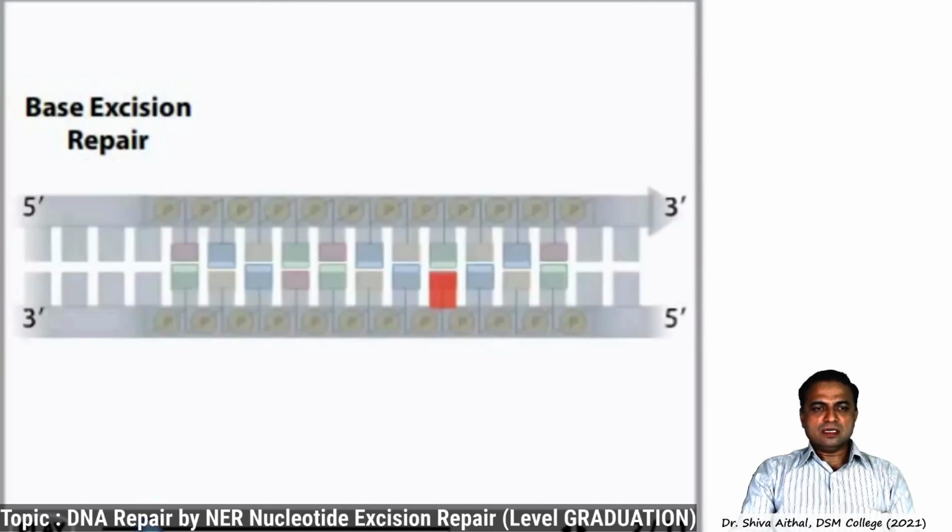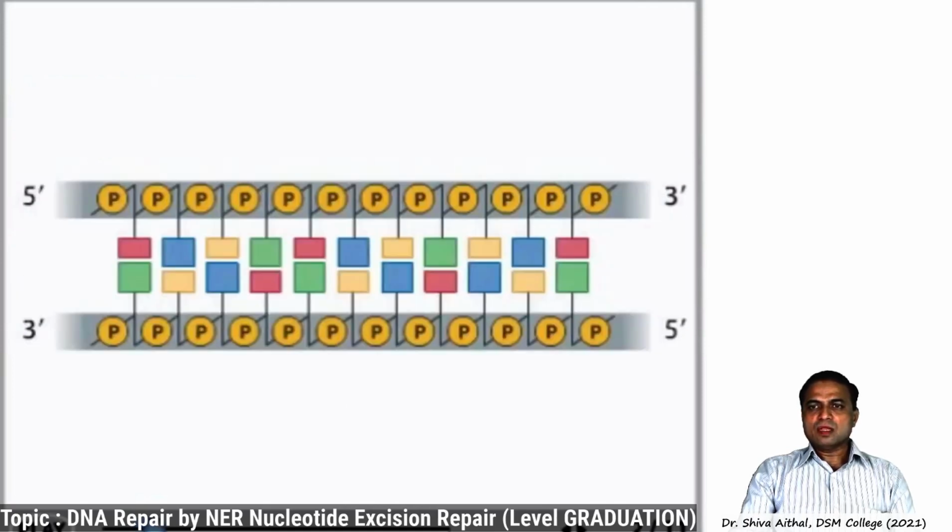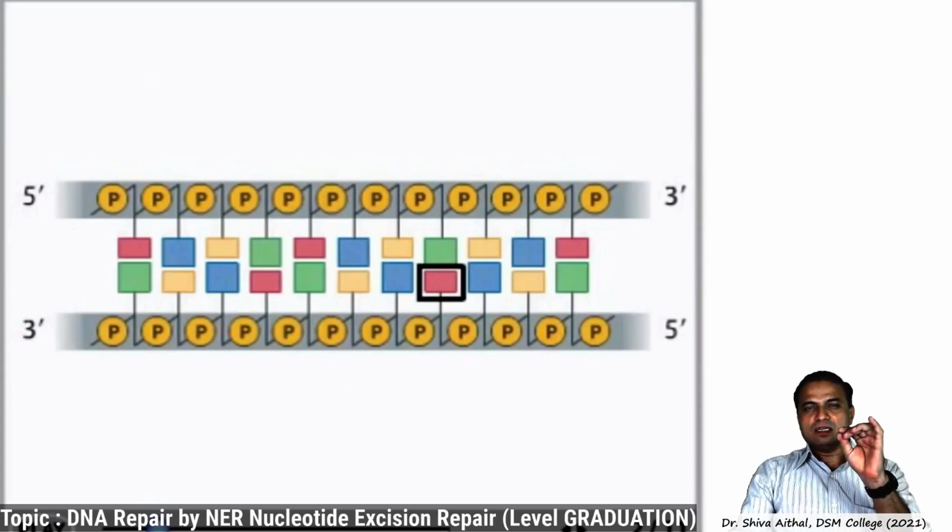In this type of mechanism, you can see certain bases which are not supposed to be in the DNA. These are not the correct Watson and Crick type of pairing. For example, let us say hypothetically we are seeing cytosine getting converted into uracil.